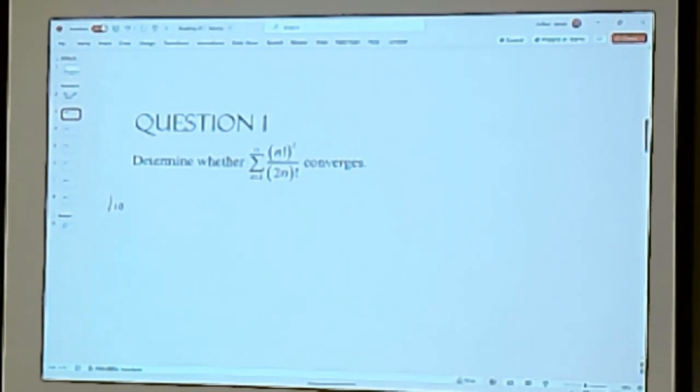Let's use ratio. We're going to do n plus 1 term divided by our n term. Absolute value.